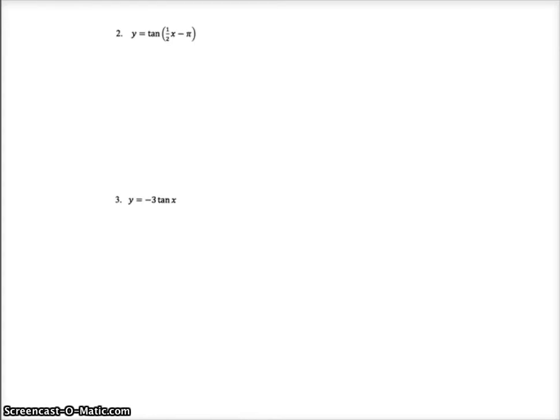We're still in Goal 17 of Chapter 4, and we are looking at example number 2 to graph tangent. I want to begin by identifying A, and I see that A, the coefficient of tangent, is 1. To identify B, the coefficient of X, B is 1/2, and we use that to calculate the period.